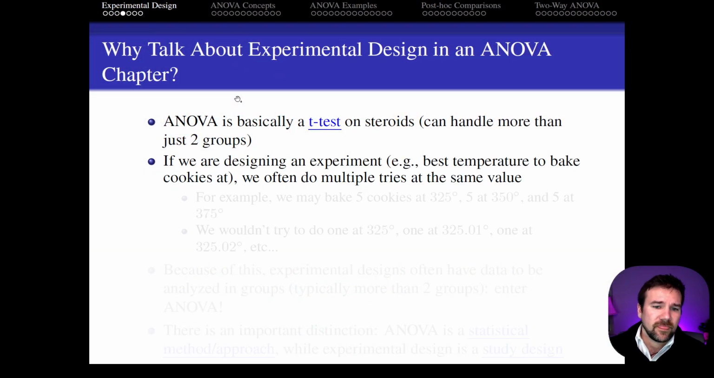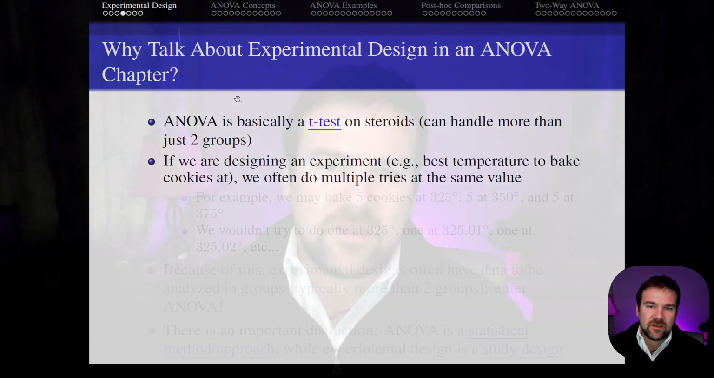So why are we talking about experimental design in an ANOVA context? Well, when we design an experiment, we often don't pick random things. We try things multiple times in the same place. What do I mean? Well, let's consider an example of baking cookies. If I'm baking cookies, I'm going to bake a whole bunch of different sets of cookies, and I want to see what is the best cooking temperature. And I'm going to do an experiment to do that.